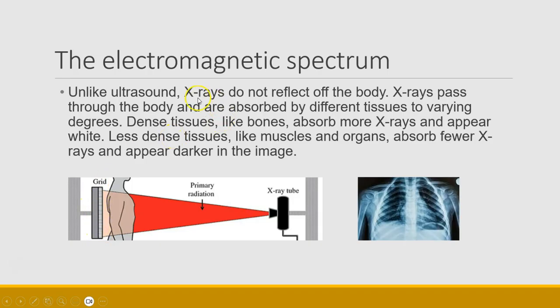Now, that's because different tissues will absorb different amounts of the X-ray radiation. So we would then be able to see an image with different colors, like we can see here, depending on how much of this X-ray radiation has been absorbed. Less dense tissue, like muscles and organs, absorb fewer X-rays and they would appear darker, while more dense tissue, like bones, would appear more white.